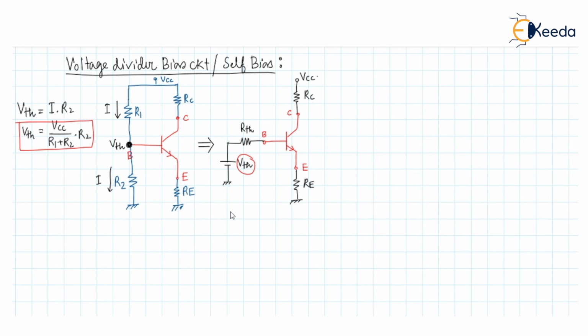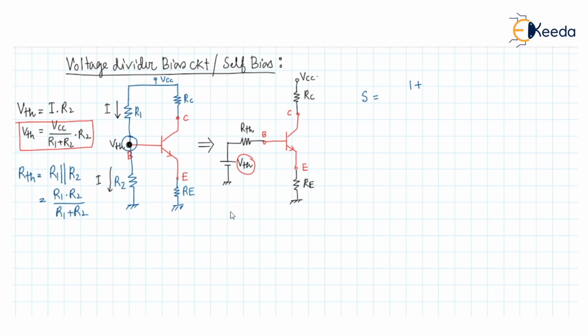Similarly, if I find the RTH value, it will look like this. RTH will be the equivalent resistance at this point. So it is the parallel of R1 and R2. That means R1 into R2 divided by R1 plus R2. Now we have got the value of RTH and VTH. So if we again find the stability factor of this circuit, it can be found this way from the previous shortcut formula.